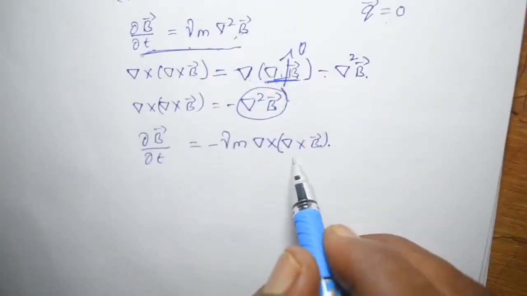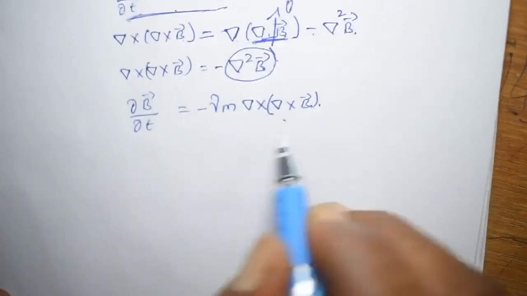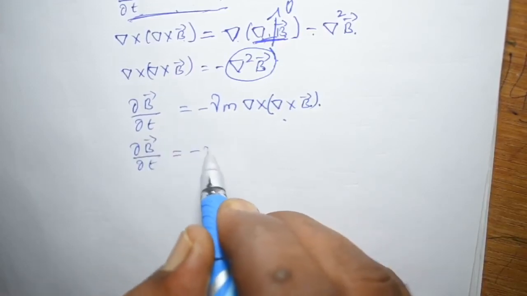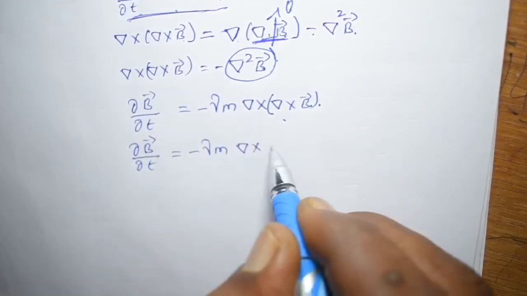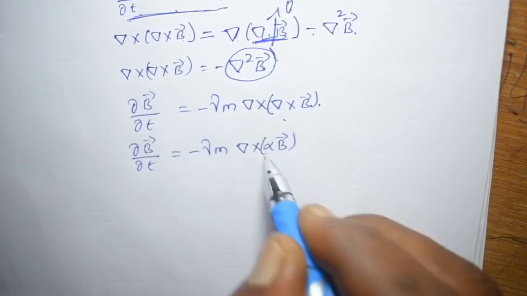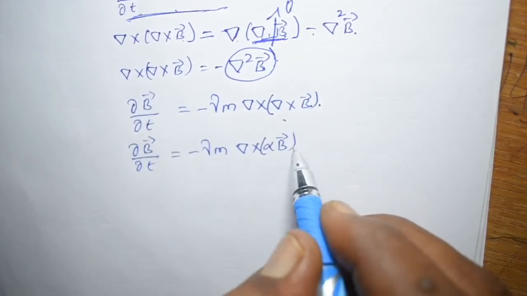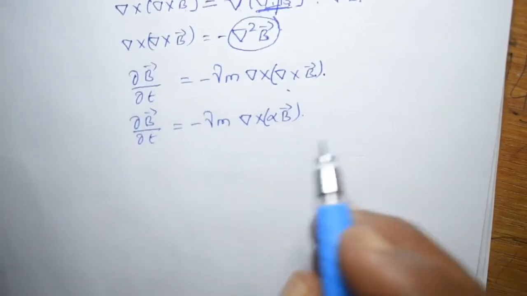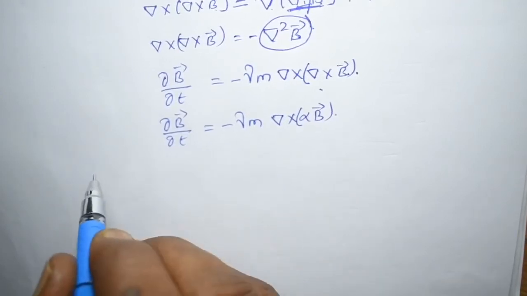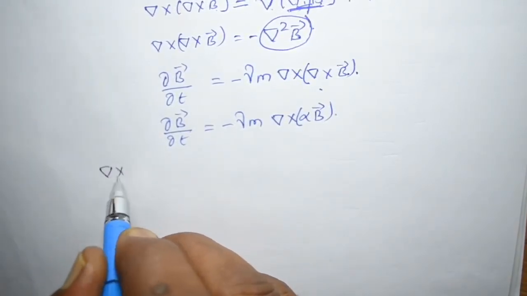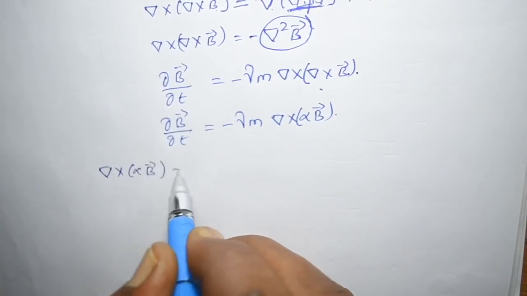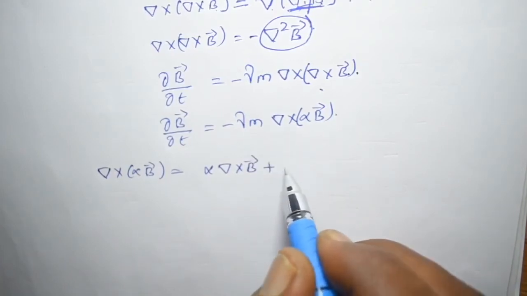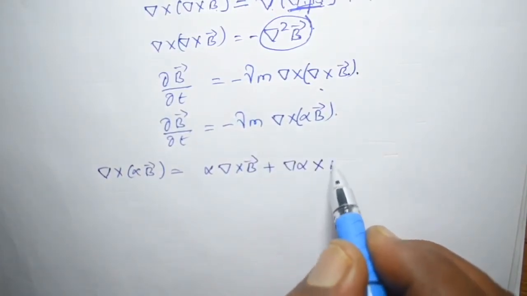By substituting here, using that equation here, you are going to get del B by del T is equal to minus nu m into curl of alpha into B. Using equation 1, you can write like this. Now again, you can use the vector identity: curl of alpha into B can be written as alpha into curl of B plus gradient of alpha cross B.